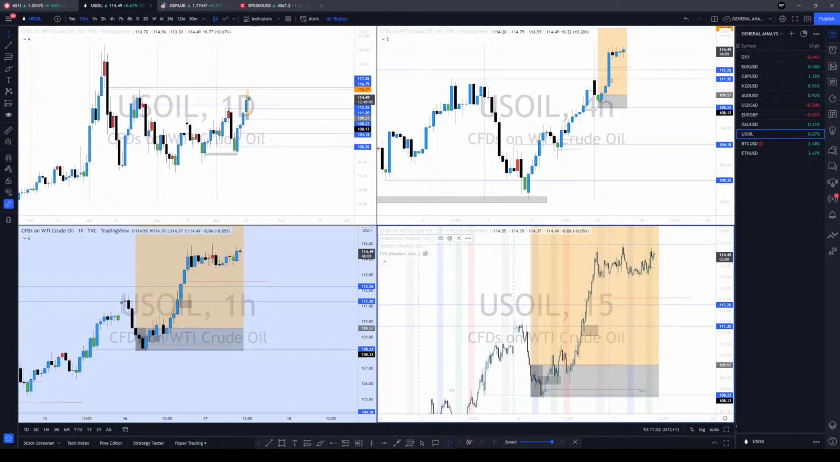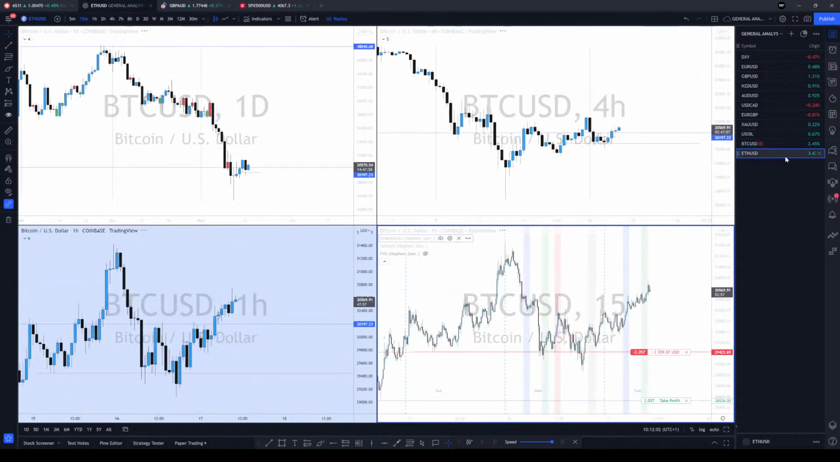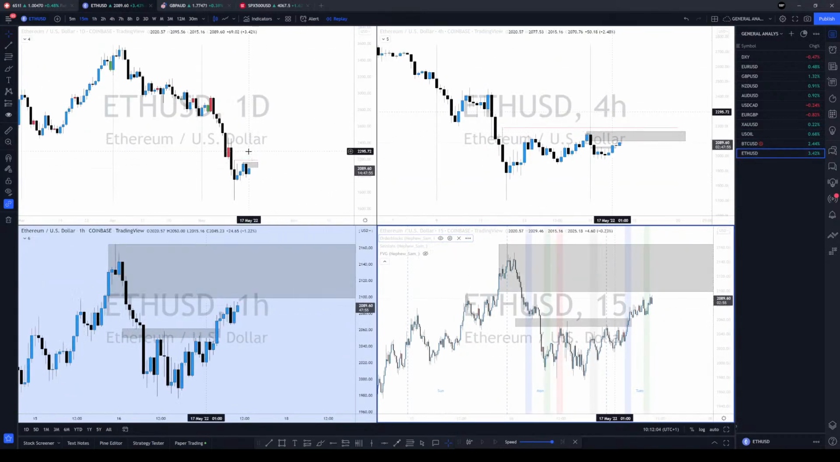Yes, we will look at Cardano in a second. Bear with me. Okay, so that's oil for you. Bitcoin and Ethereum, same thing. I'm bearish. I'm looking for continuation to the downside.